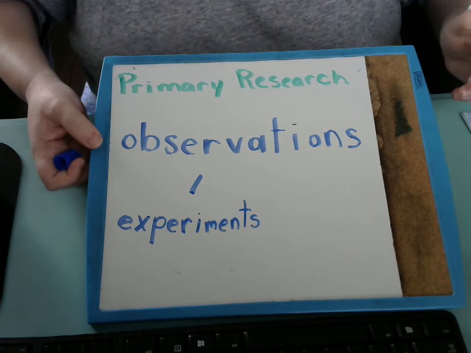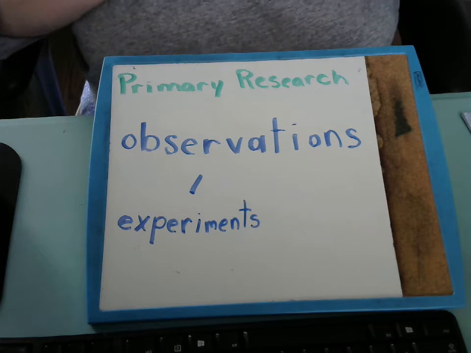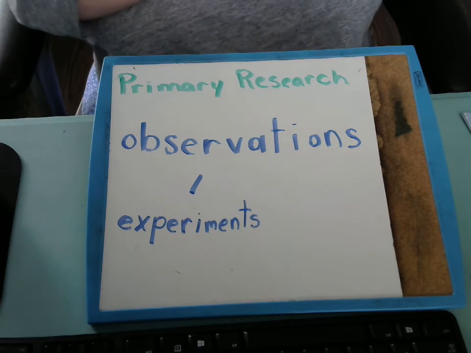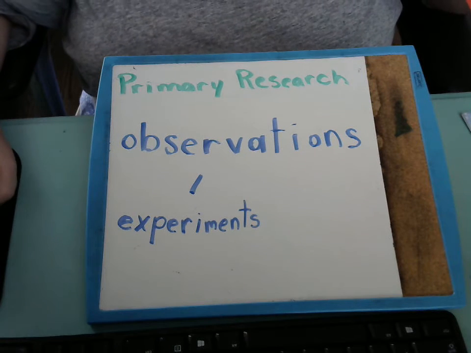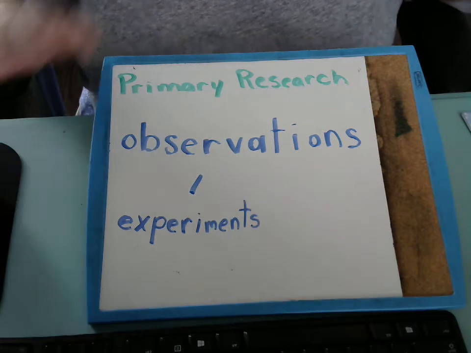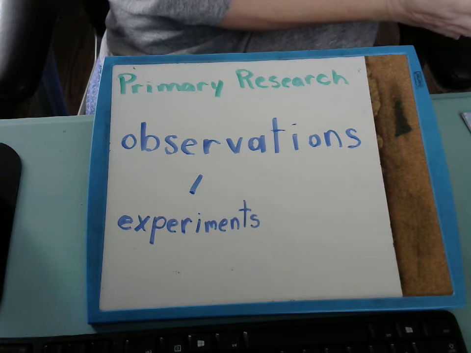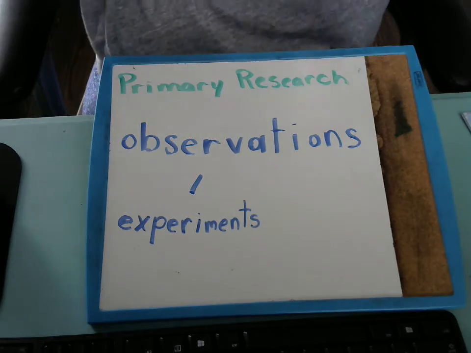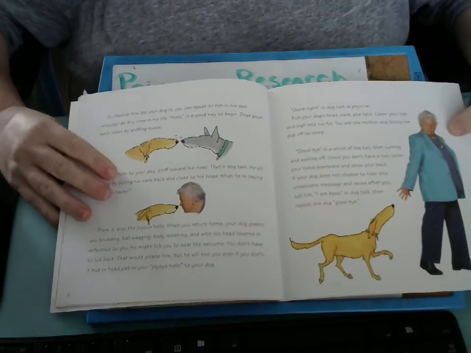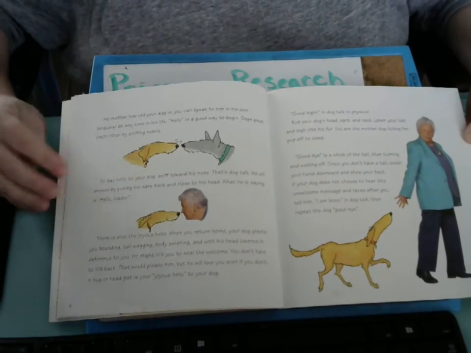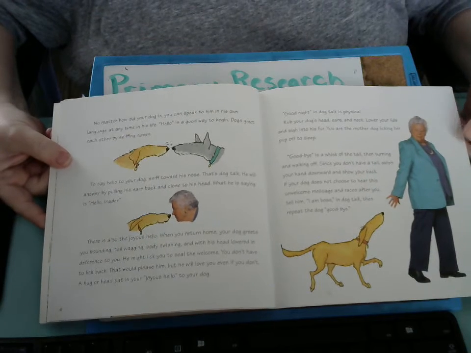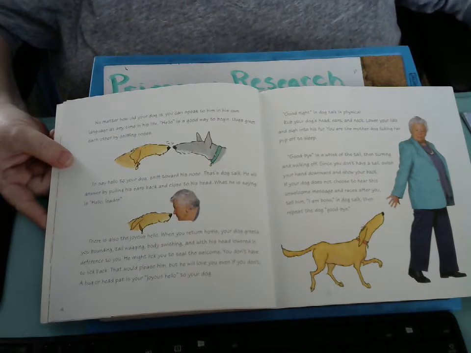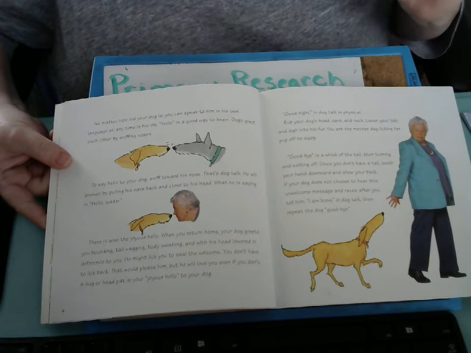Okay, so let's look at another author and see how she gathered her information, how she observed her subject so that she could get information. All right. So I'm going to read page 4 over here.